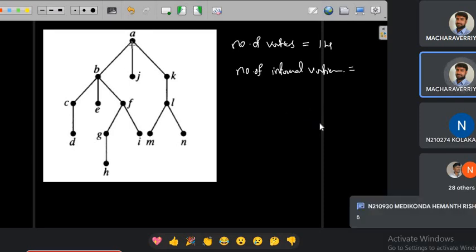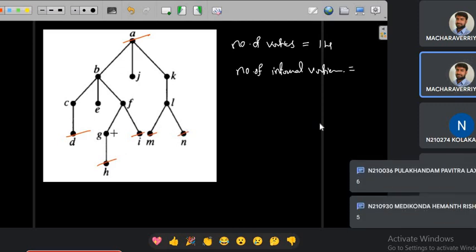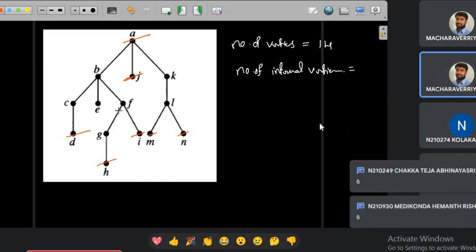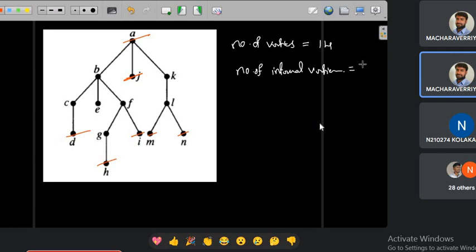Only thing, root and pendant vertices you remove. Like you remove the root and pendant vertices. So out of 14, how many we need to remove? I is also not an internal vertex. 1, 2, 3, 4, 5, 6, 7 I need to remove. So I'm getting 7. Oh, E I need to count. Alright, then 6 only. So we have 6 internal vertices. So number of internal vertices are 6 and the total number of vertices are 14.